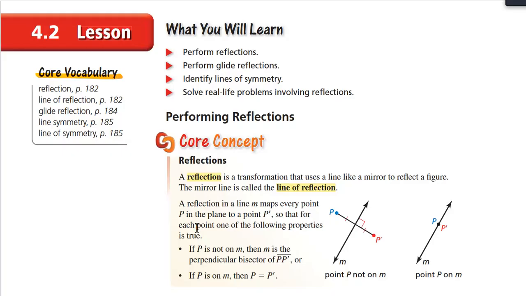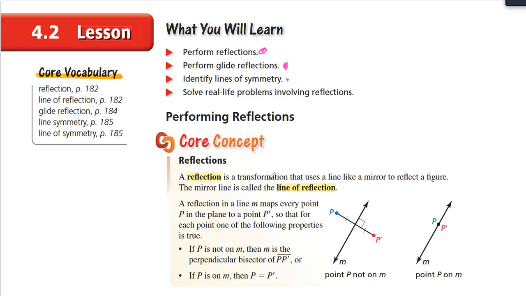So I've got a little list of the things that we're going to be doing today. We're going to perform reflections. We're going to perform glide reflections, and what that means is that there'll be a reflection and also a translation. I believe that's what they're talking about with glide reflections. That's a different vocabulary, but I think that's what they mean. Identify lines of symmetry, as in figure out what the line of symmetry is, and solve real-life problems involving reflections.